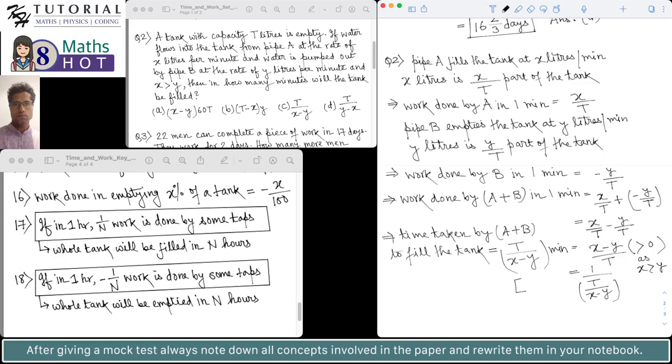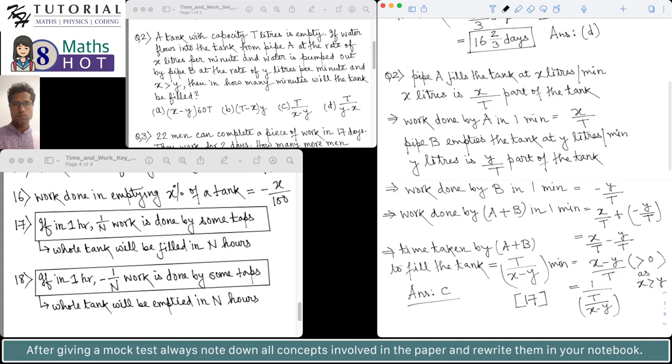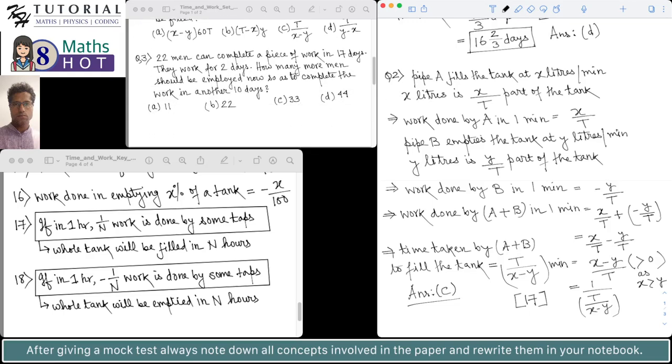Okay, so now we can say the time taken by A plus B to fill the tank is t by x minus y minutes. So this was based on the concept of 17. So the correct choice is C. C is the correct choice. Okay, let's do the next problem.